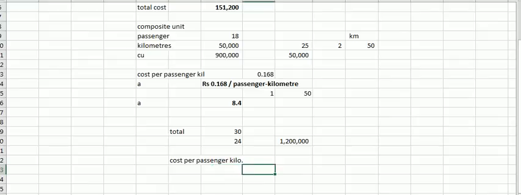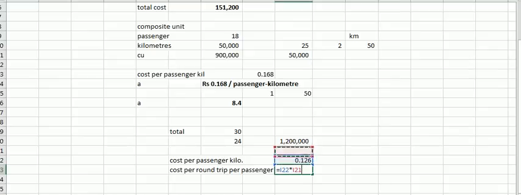Our new cost per passenger kilometer would be the unchanged cost divided by the new composite unit, and it will be 0.126. Our new cost per round trip per passenger would be computed as 0.126 multiplied by 50. So the answer to part B should be 6.3.